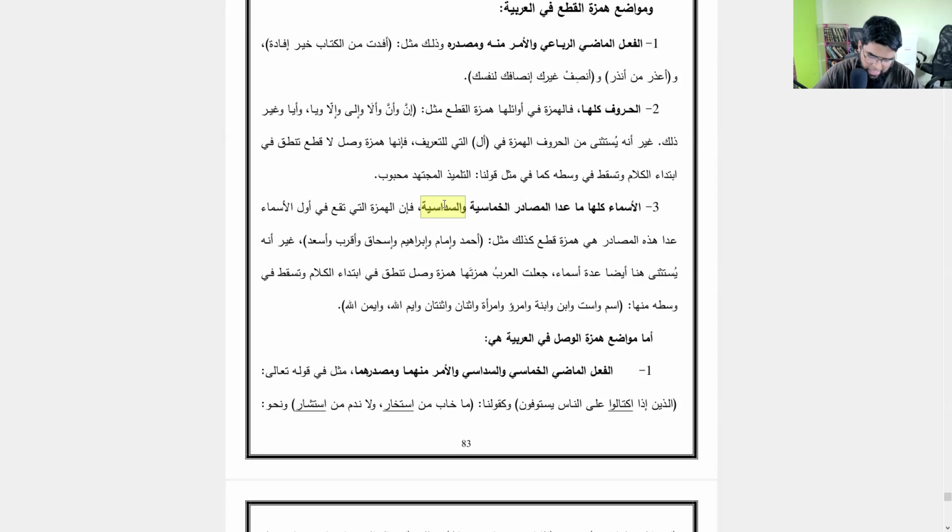أقرب, أسعد. غير أنه استثنى هنا أيضا عند عدة أسماء. Some nouns also are an exception here. جعلت العرب همزتها همزة وصل تنطق في ابتداء الكلام تسقط في وسطه. It is pronounced in the starting and it will be dropped in its middle. There are some nouns, he says, for example, ismun, a noun itself. Istun is back. Ibnun, son. Ibnatun. So you have to just memorize this. These are the ones which have Hamzatul Wasl.